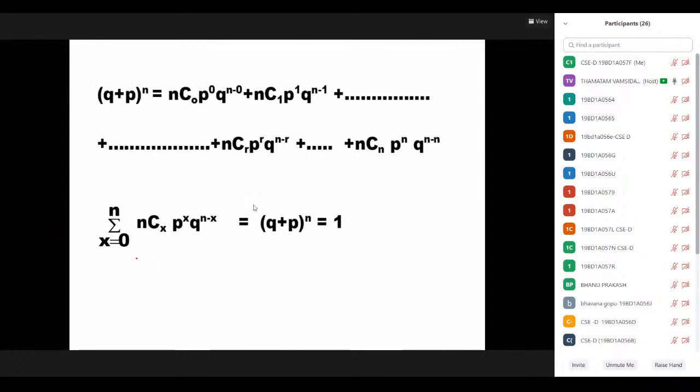And total probability is 1. Already we know that. That is the notation: summation x equals 0 to n of nCx p power x times q power n minus x equals (p plus q) whole power n. That value is always 1. This means the total probability is 1.